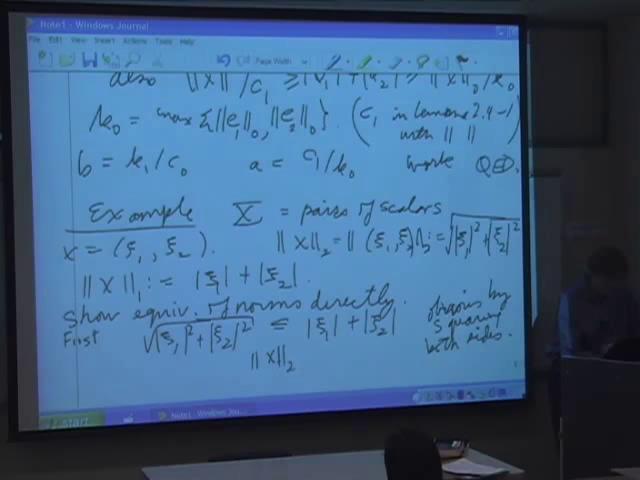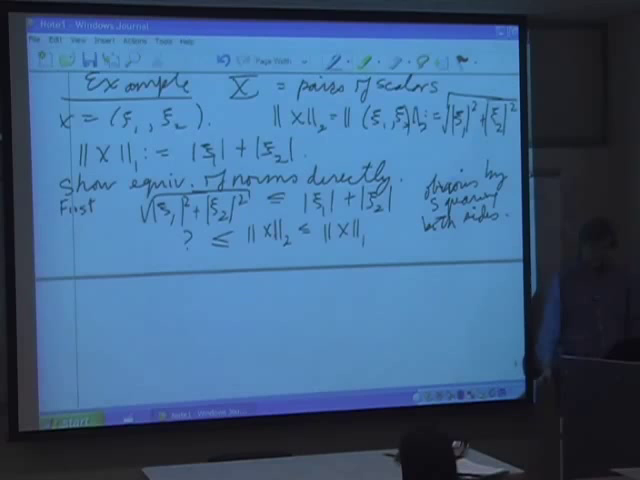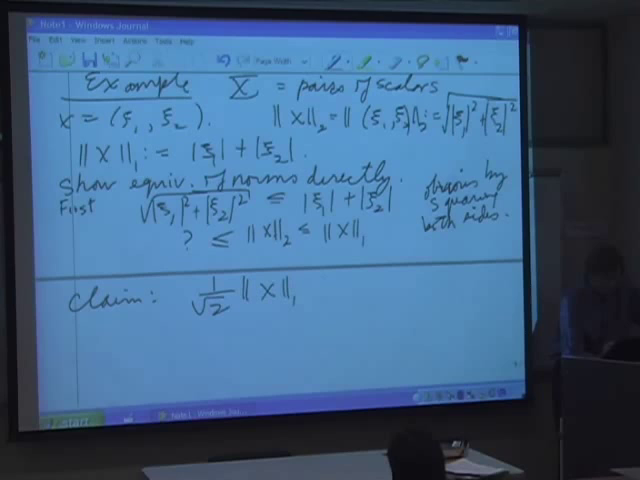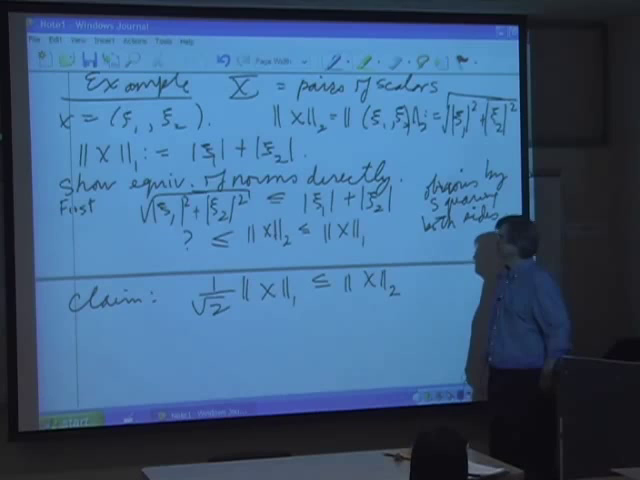Now I want to get it greater than or equal to something. What can I do? So a claim, and this exercise is actually to establish the claim. I'll tell you what an answer is. I claim that 1 over the square root of 2 times the norm x1, the one norm, is less or equal to the norm x2, the 2 norm of x. Claim that this is true.